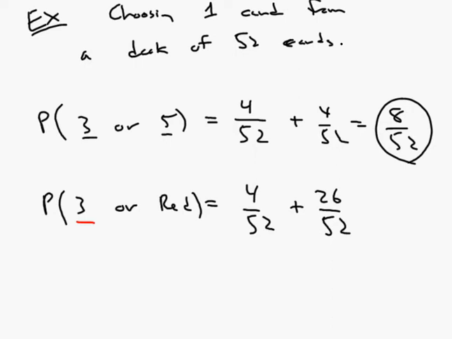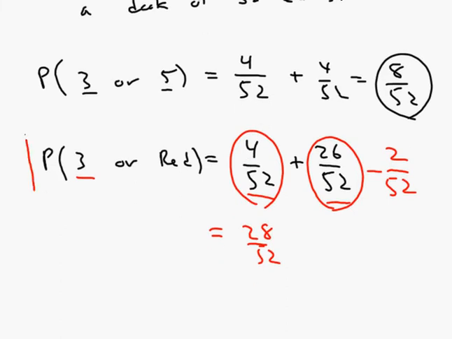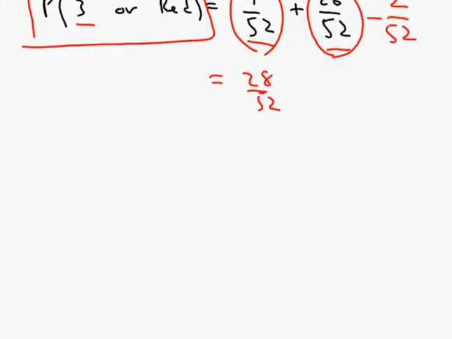So if we just added these fractions the way they are, we'd actually be double counting the 2 red threes, because the 2 red threes are in this fraction, and they're also being counted here. So what we want to do is subtract off the overlap, subtract off the cards that are being double counted just once. Okay, and then if we do that, we get the correct answer, which is 28 out of 52. Okay. So it turns out this question here is a pretty important question. So let's try and visualize it and then come up with a formula, and then we'll be set.